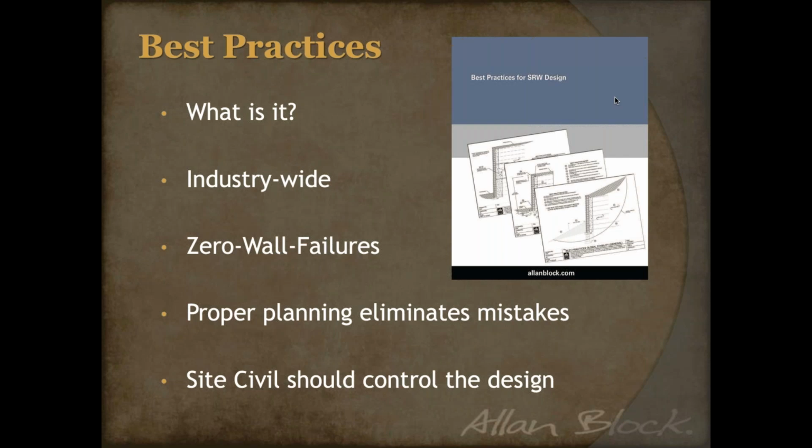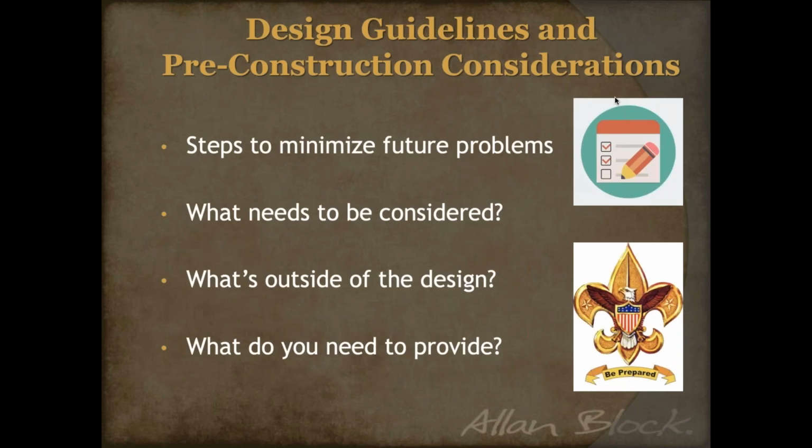Moving into what Chapter 1 is, Design Guidelines and Pre-Construction Considerations, basically what we're going to be talking about are the steps you need to think of prior to designing your wall in order to minimize problems later on. We're going to find out what needs to be considered on a specific project by looking at the design considerations, the popular areas where people sometimes overlook things, and certain situations that we need to make sure we really focus on before we design the wall.